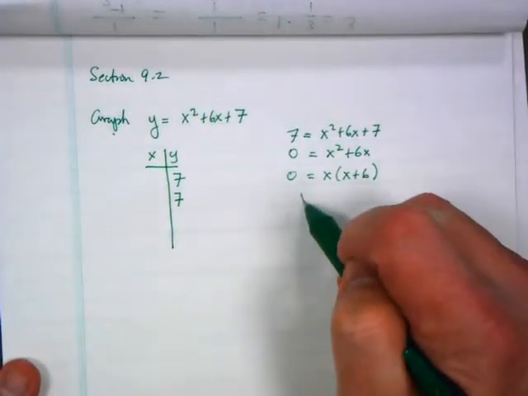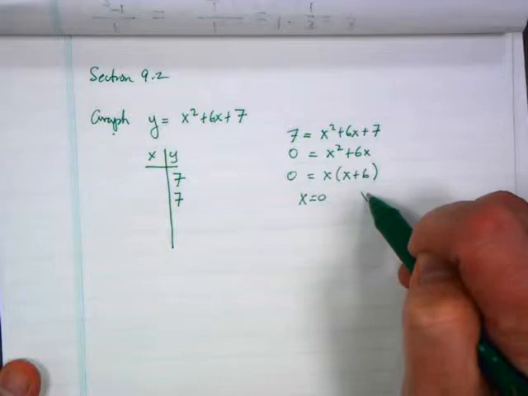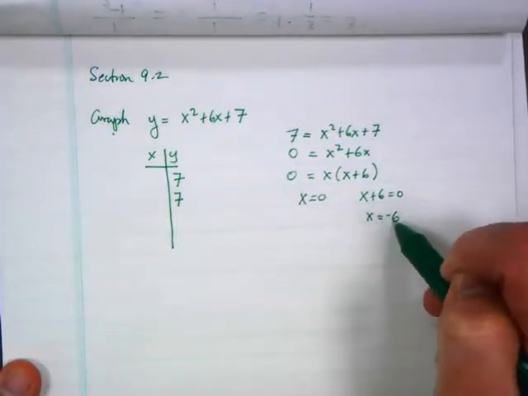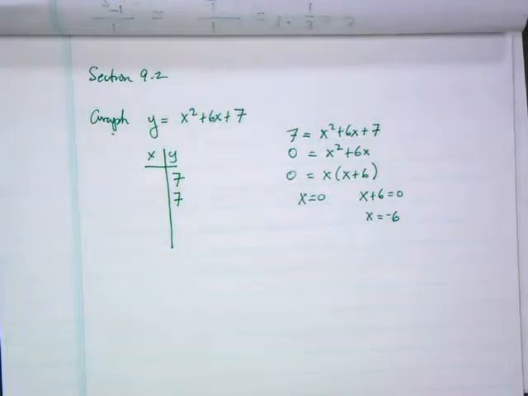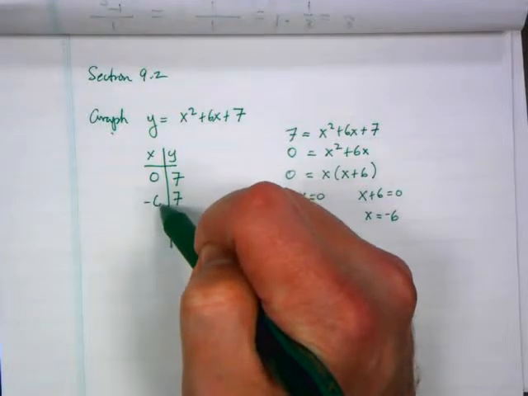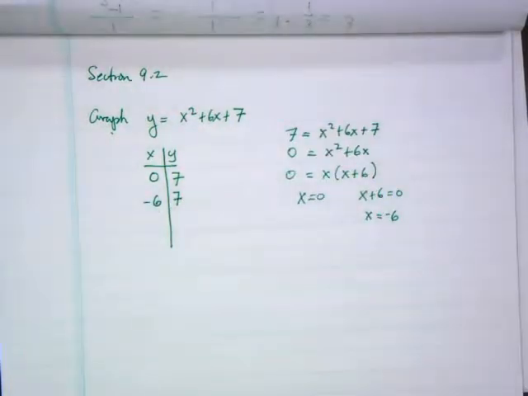So we ended up with 2 answers, x equals 0, x plus 6 equals 0. So the first one's already done. X is already by itself. We have x equals 0. The second one, we subtract the 6 on both sides. We get x equals negative 6. So we can come back here and we plug in 0, and we plug in negative 6. Those are our 2 x numbers.